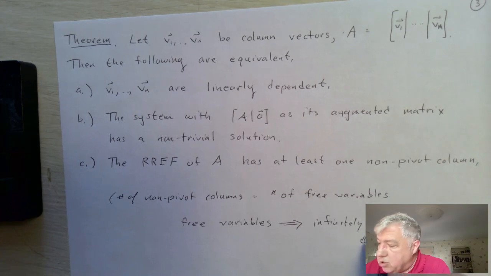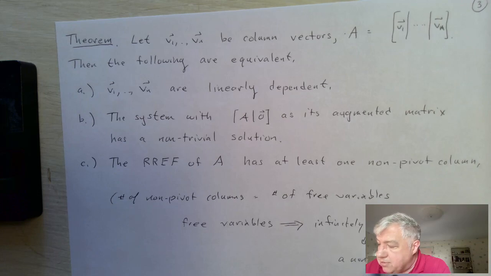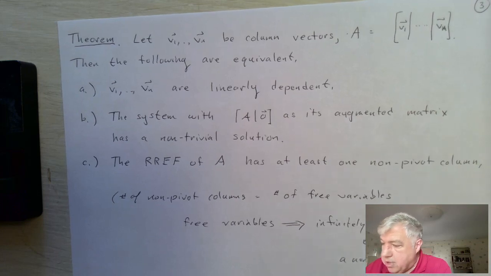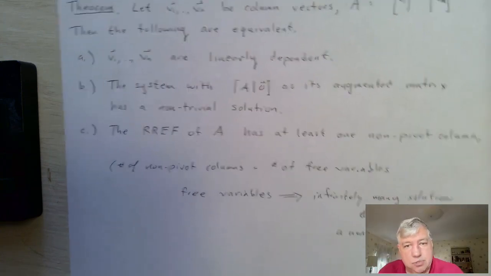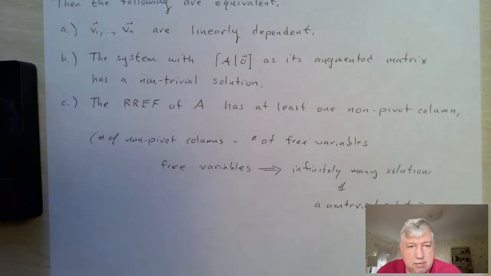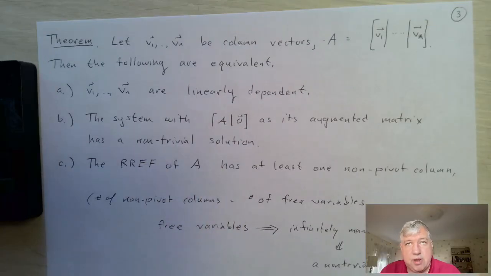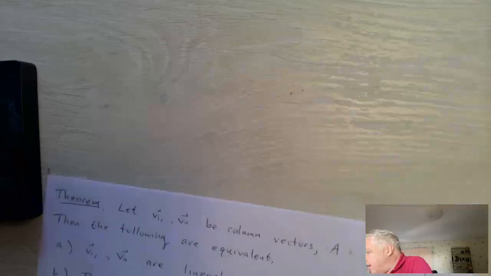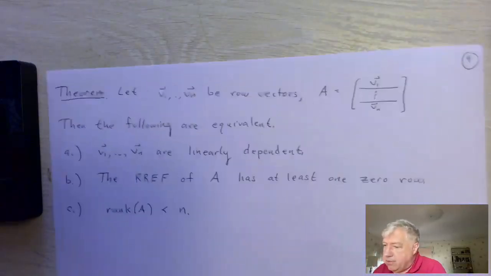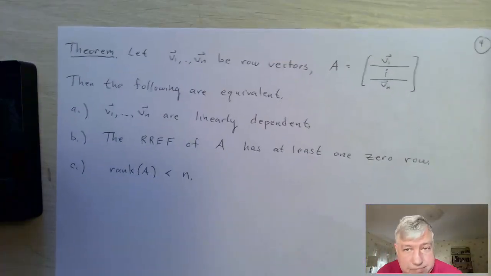And of course that implies a non-trivial solution. Okay? All right, so we won't go through the proof of this again, but that's why this works. So that's what happens if we're given column vectors, or if we're just given vectors and we want to make them columns of a matrix.